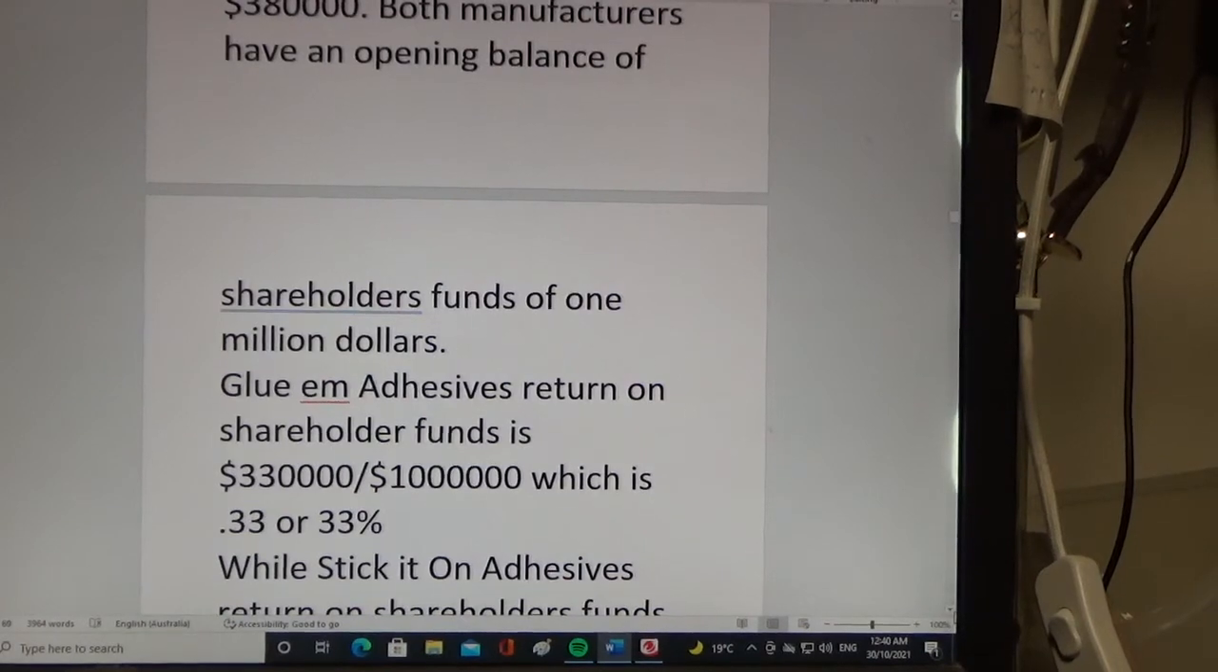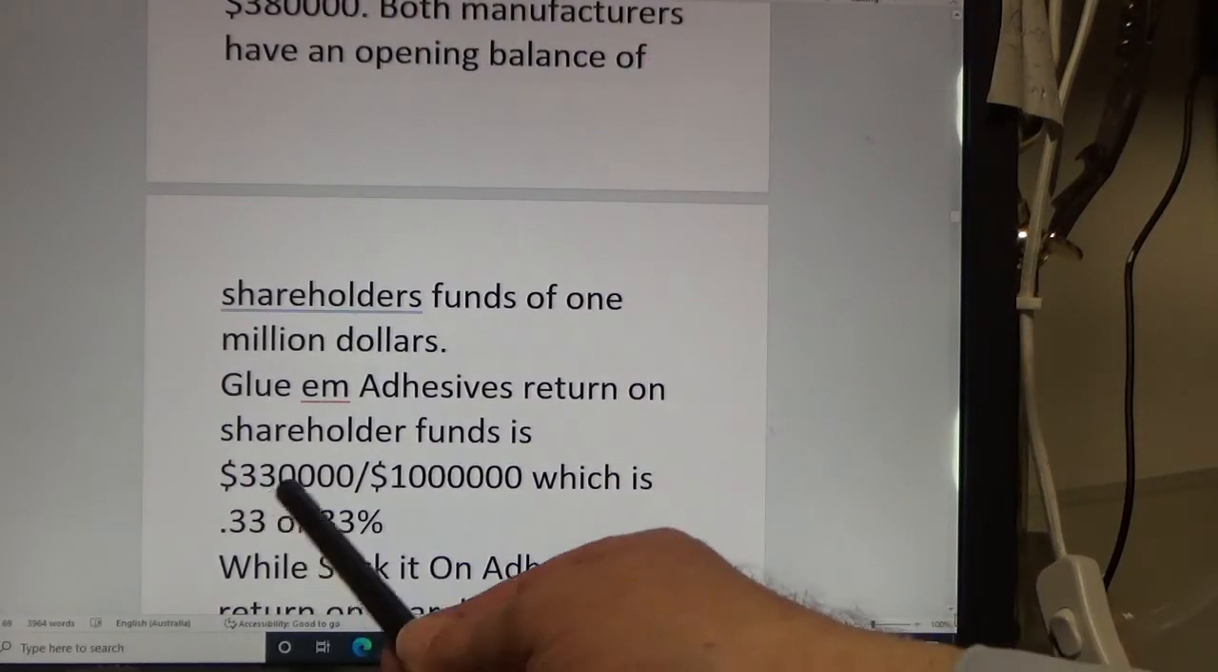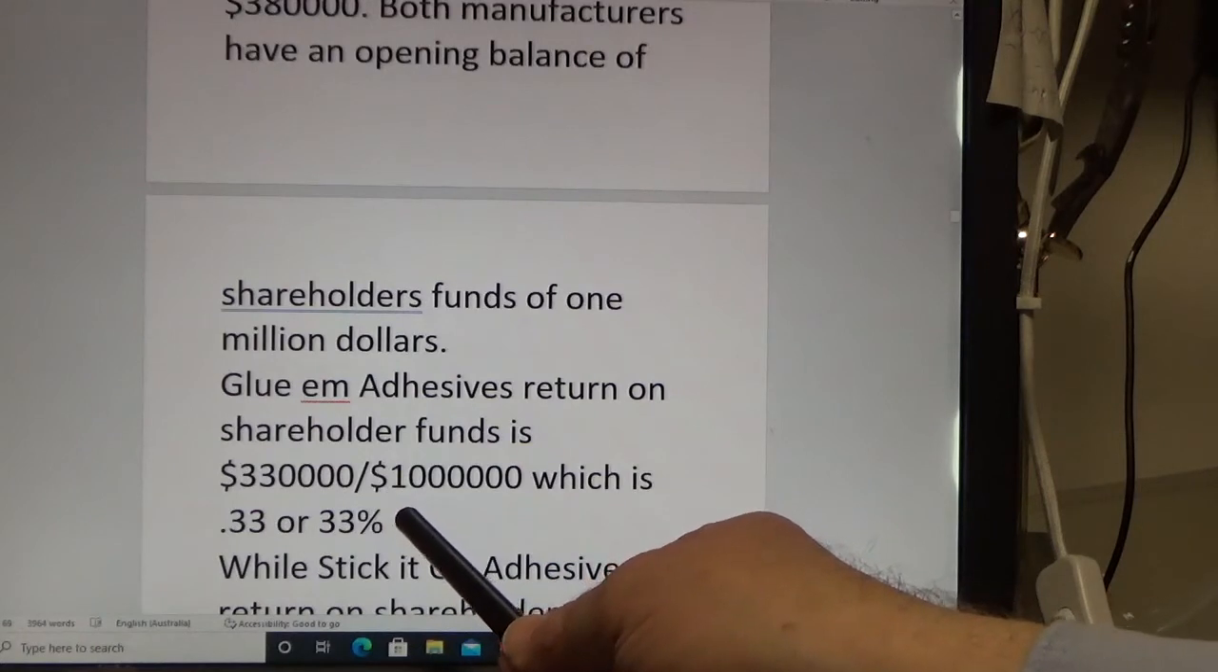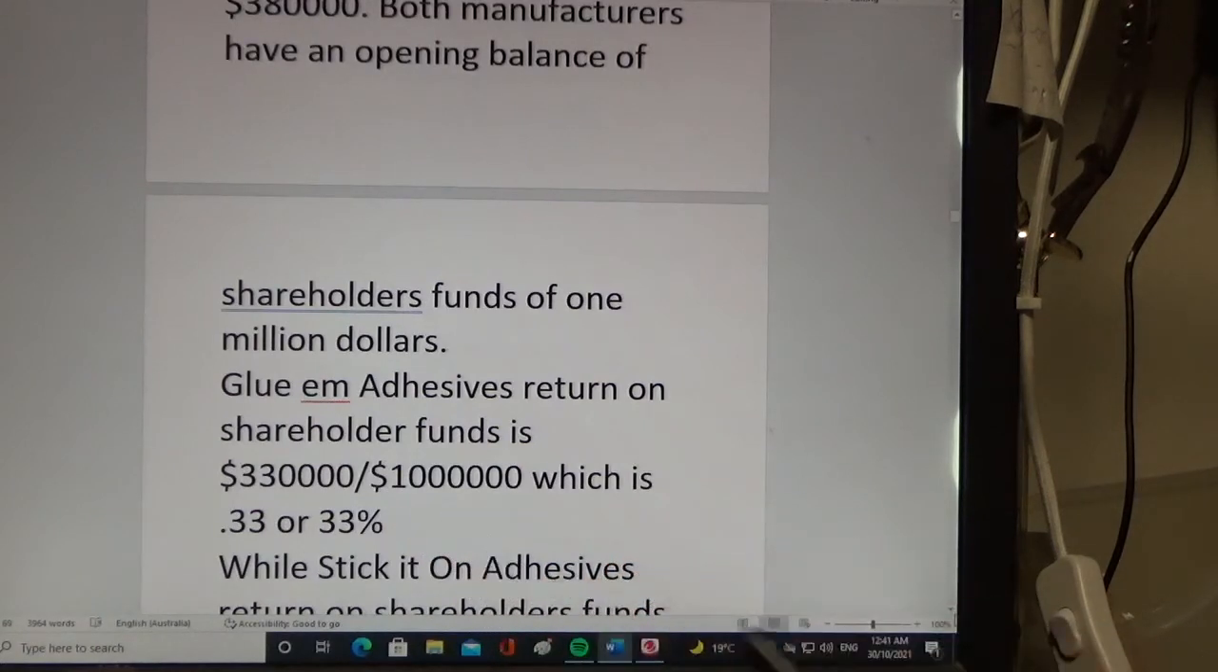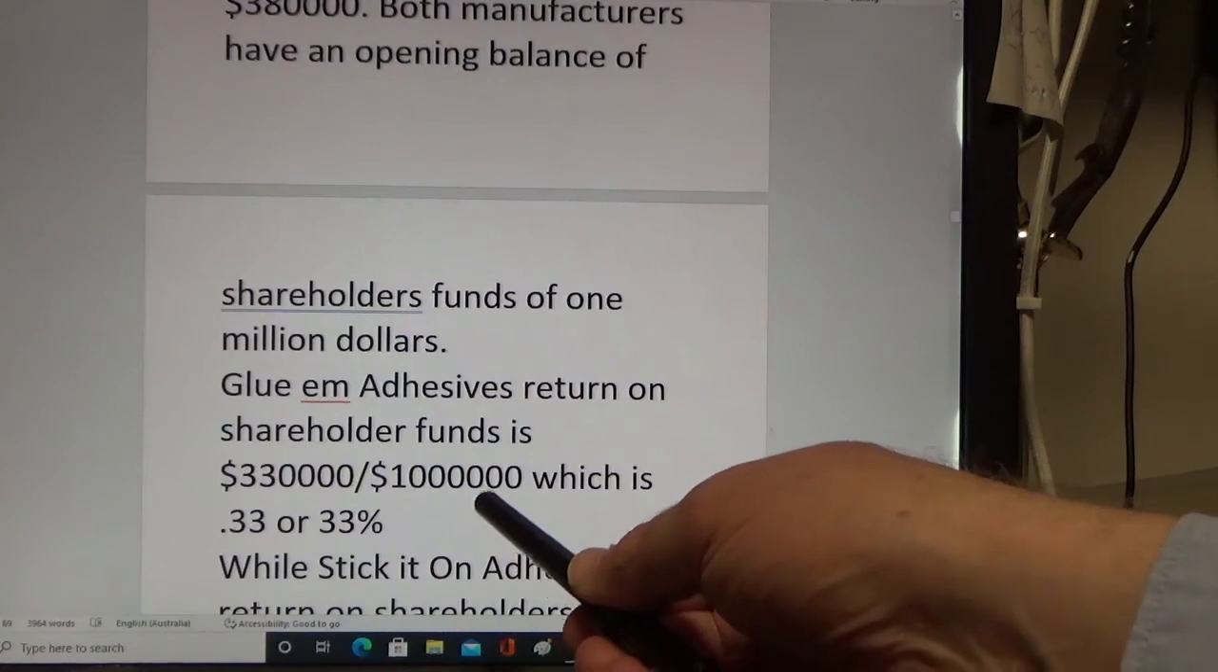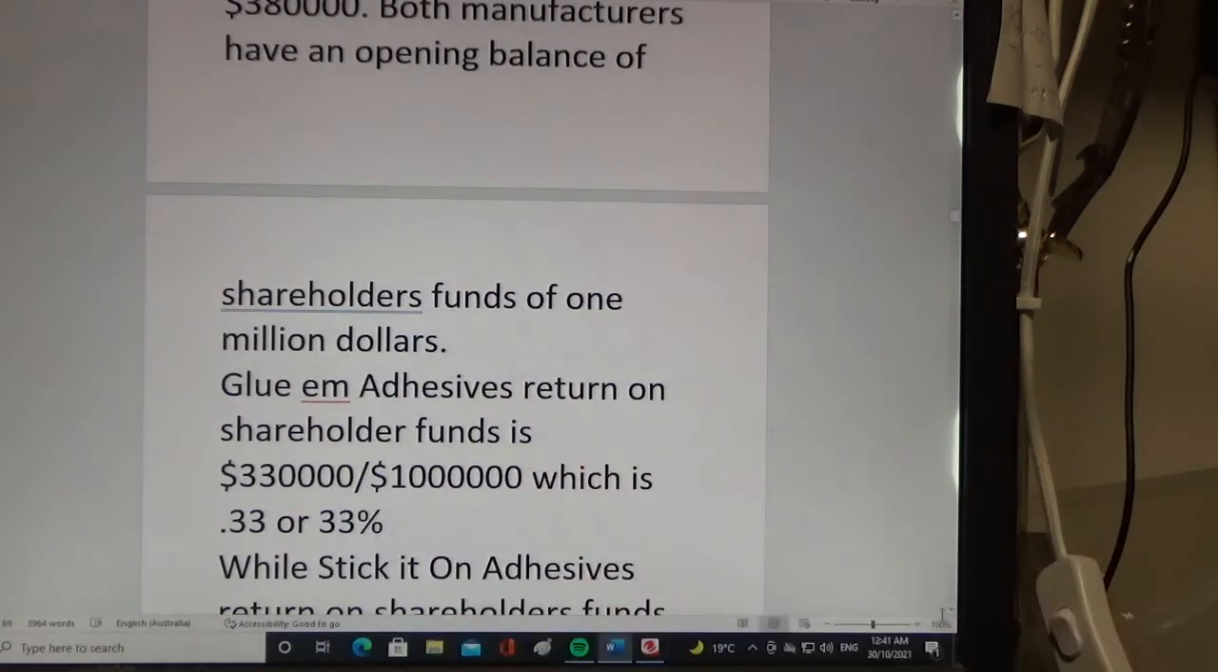Gluam Adhesives return on shareholder funds is $330,000 net profit after tax divided by $1 million, which is shareholders' funds, which is 0.33 or 33%. So that share capital is really important to generate net income, okay?